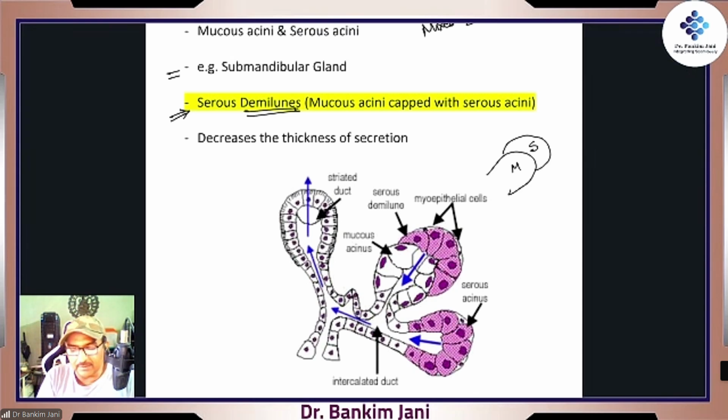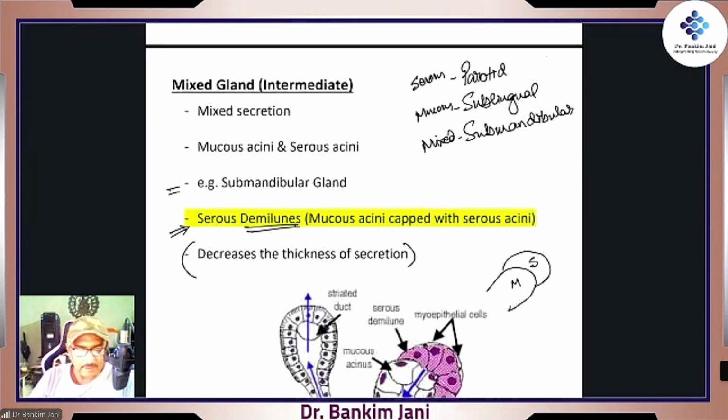This decreases the thickness of secretion, obviously. What's the big deal in that? Mucus is the thickest, serous is pure watery. So in this thick secretion, some water has been added. So obviously it will decrease the thickness of secretion, right? So we just put a smiley. It is so obvious.